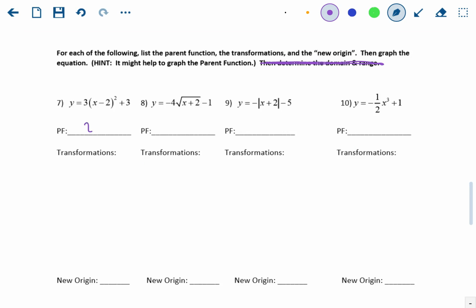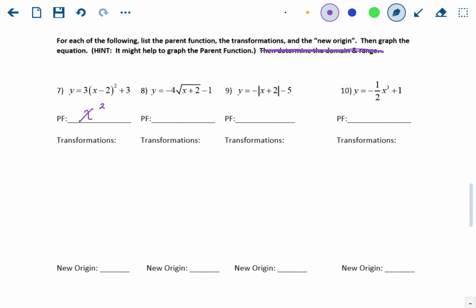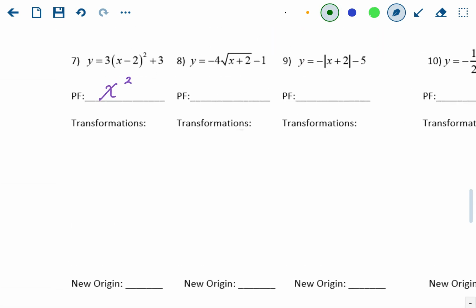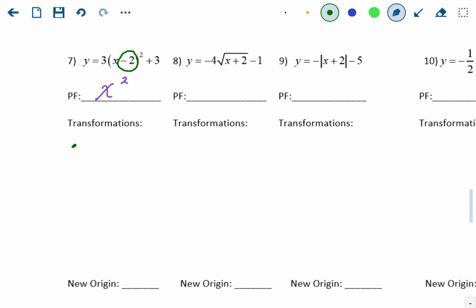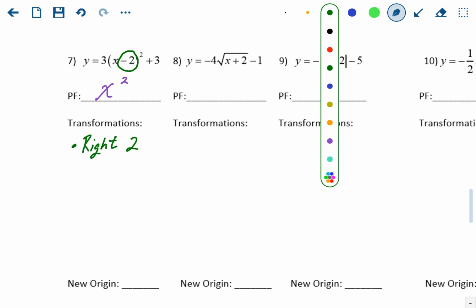Alright, so let's look at some example problems. I crossed out the domain and range part, we're not going to deal with that. So first we're going to start with listing the parent function, then we're going to list the transformations, and we're going to list the new origin. Okay, so what changes about the key part of our graph.